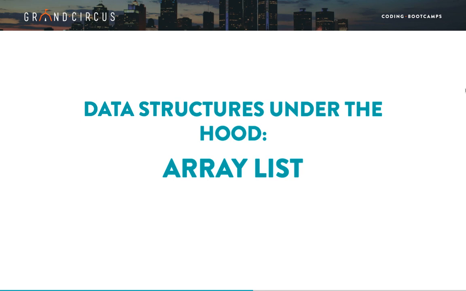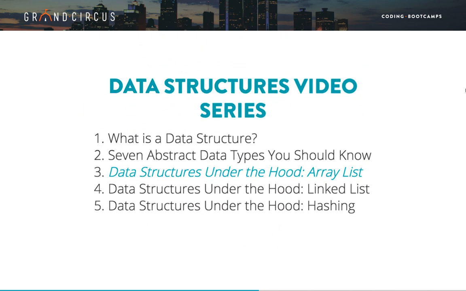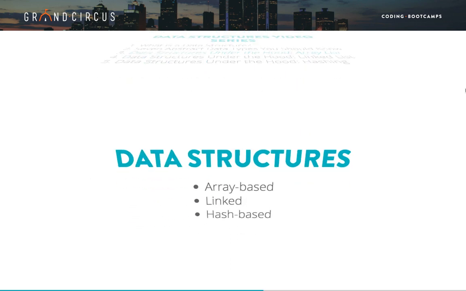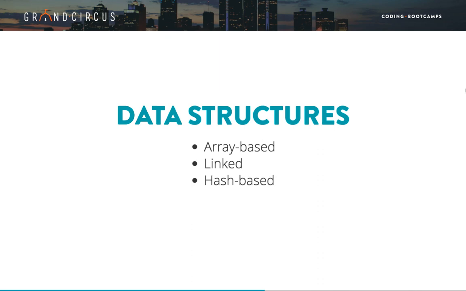Hi! In the last video, we looked at 7 abstract data types that provide building blocks for how we use data in our programs. But how do these work under the hood? What data structures are used to implement them? In these next 3 videos, we will look at a few different data structures that are used to create these types. There are 3 fundamental types of data structures that we will explore: array-based data structures, linked data structures, and hash-based data structures. In this video, we'll start with array-based data structures.